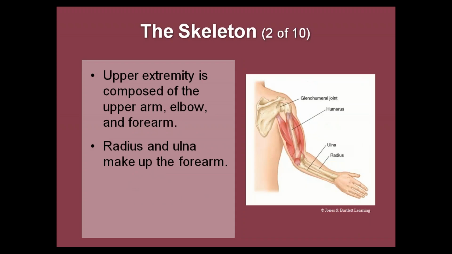Upper extremity is composed of the upper arm, elbow, and forearm. And it's important to remember that this includes the scapula as part of this. That's all part of that upper extremity. Radius and the ulna make up the forearm. We know that. You got the humeral bone. You got the glenohumeral joint, and then that scapula.